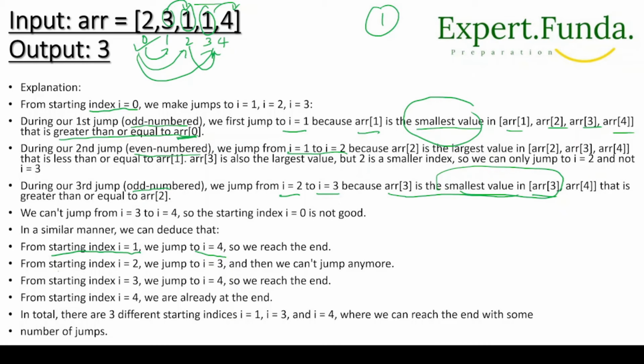Okay, when we are starting at index 2, we can jump to i equal to 3 because this is the smallest, but we can't jump anymore, so we can leave that. Starting index i equal to 3 is good, and we can jump to 4, that is another count, and we have reached the end. Now at index 4, we are already at the end, so that counts too. So 3 jumps we will make, and in total we have 3 different starting indices. So don't take a load on yourself, just assume the possibility, and you will understand these questions.